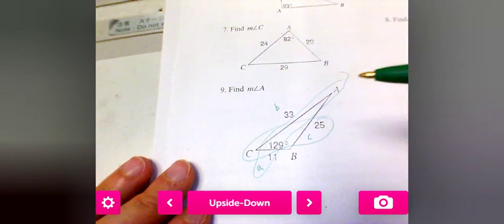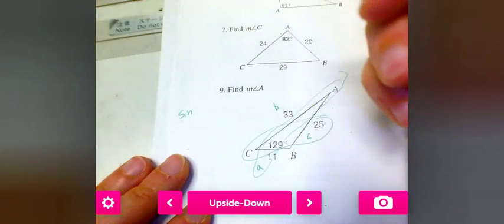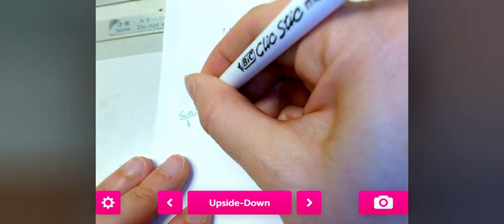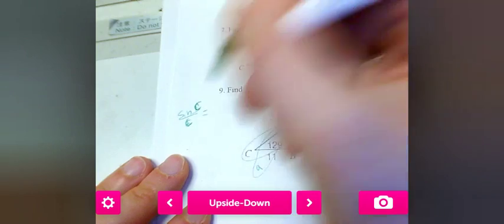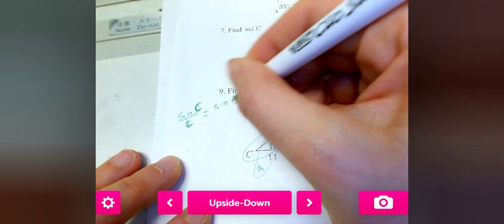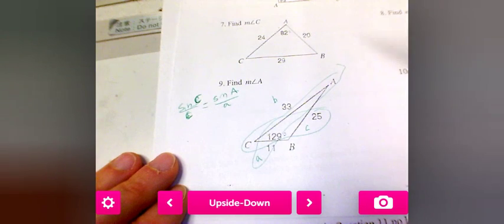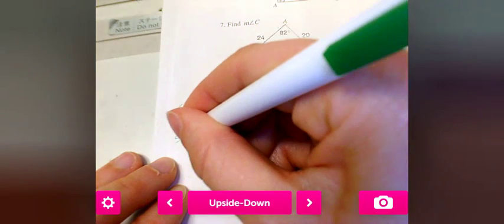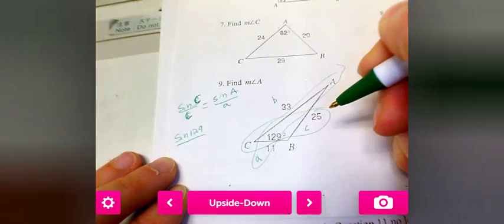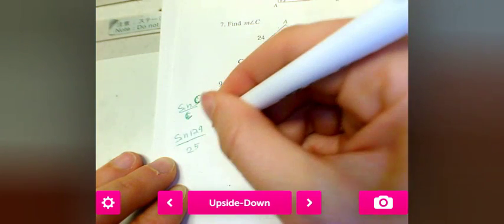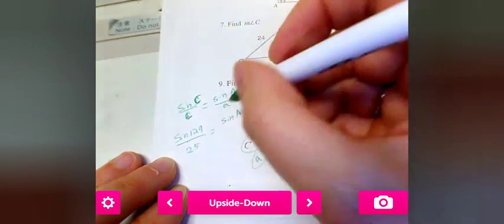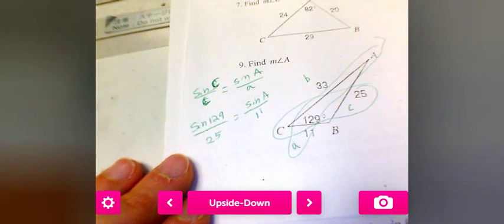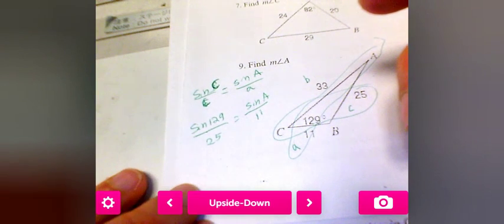So we've done step 1 and step 2: sine C over little c equals sine A over little a. Now we're on step 3. We don't need to find the other angle, so we can skip it. Step 4, we're going to plug it in. Sine 129 over 25 equals sine A over 11. Make sure that your angles are the capitals and your sides are the lowercase. That's how we tell them apart.